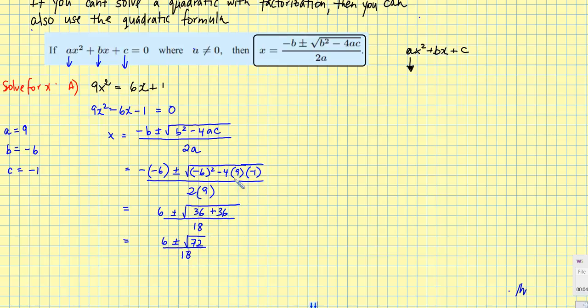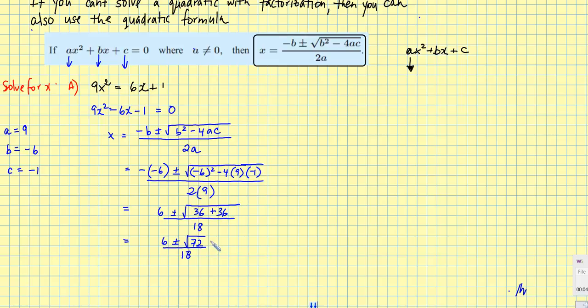Now, we can do one of two things, depending on what the question is asking. We could leave our answer in square root form, or we could put our answer in decimal form. In decimal form, it means that I will do 6 plus or minus the square root of 72 on my calculator, which is approximately 8 point something, and that'll be divided by 18. So I could do the positive and negative of that and come up with my two decimals.